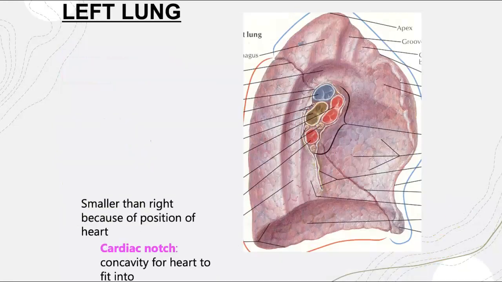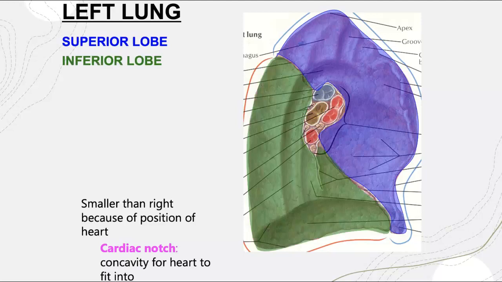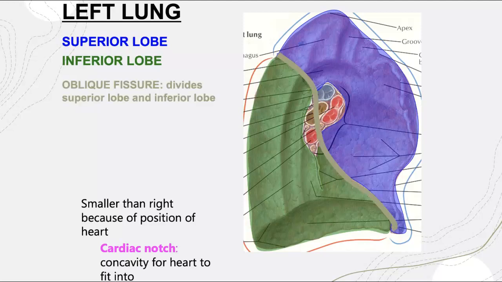Now, of course, we have to take a look at our left lung. This is made up of 2 lobes, so we will have our superior or upper lobe and our inferior or lower lobe. Now, this is just divided by 1 fissure, known as our oblique fissure. And if you remember, that word oblique means diagonal. So this is just a diagonal fissure separating the superior lobe from the inferior lobe.